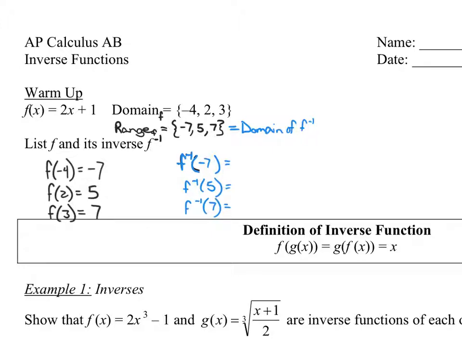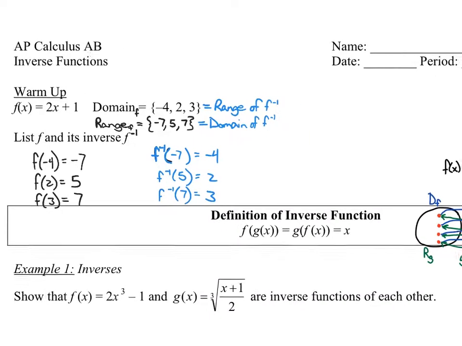What's f inverse of negative 7? Negative 4. f inverse of 5? 2. f inverse of 7? 3. So you see here that the range of the inverse is the domain of the original function. Okay, now these are things that you've learned in the past, but we always like to remind ourselves of this first. Okay?